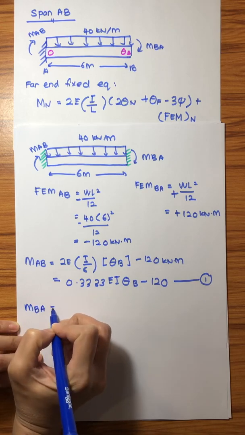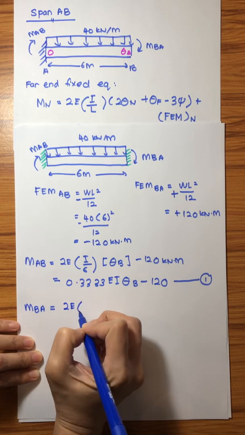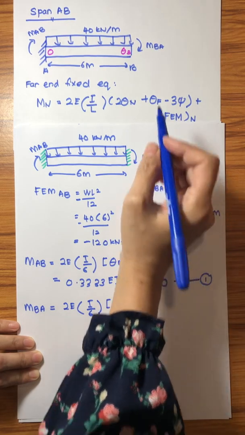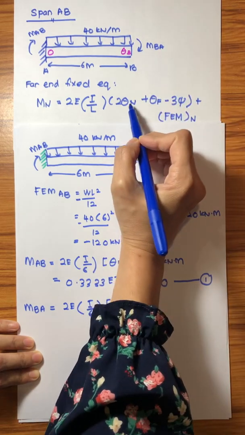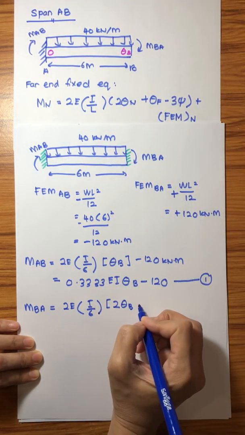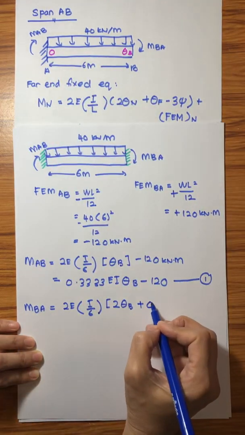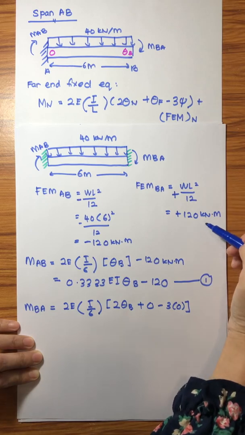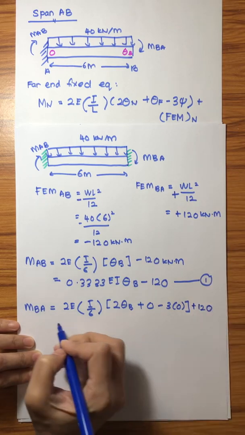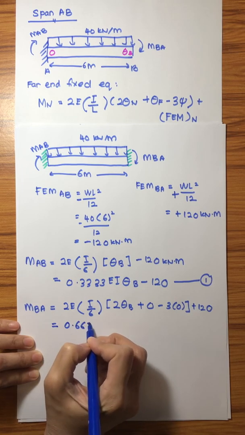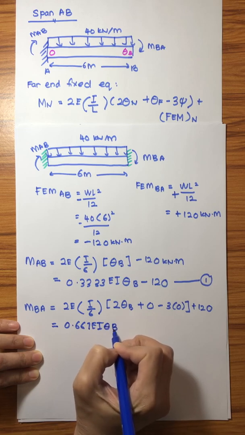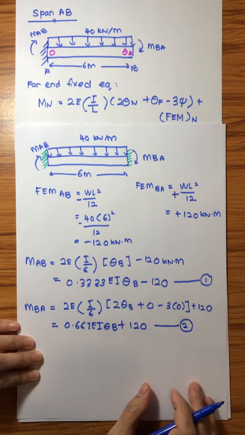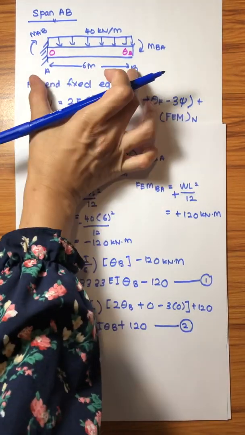MBA is equal to 2EI over 6 times (2 theta near, theta n is 2 theta B, plus theta far 0, minus 3 psi 0) plus FEMBA 120. So your MBA here is 0.667 EI theta B plus 120. This is equation number 2. Okay, settled for span AB.